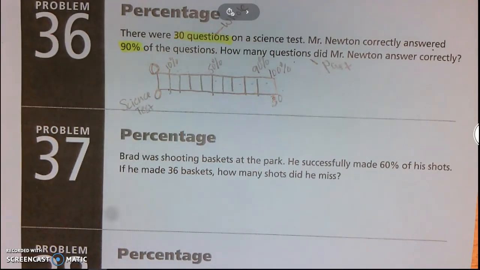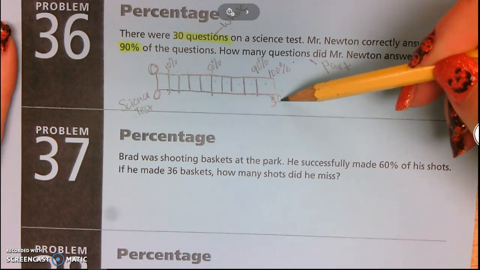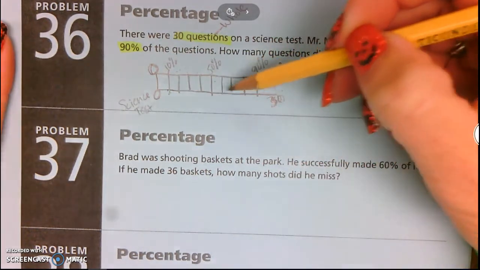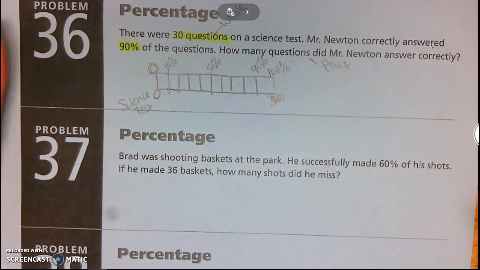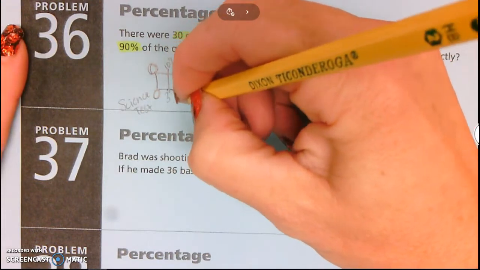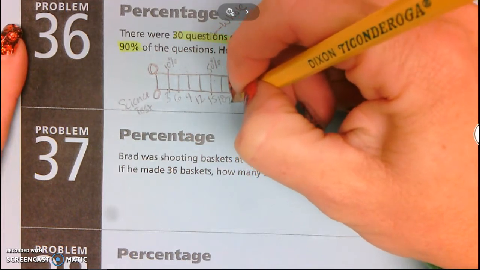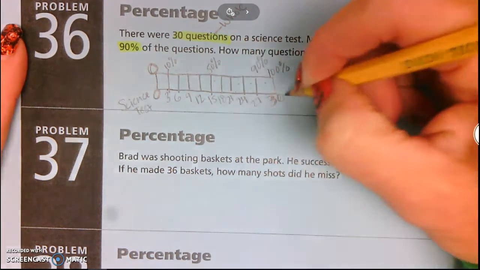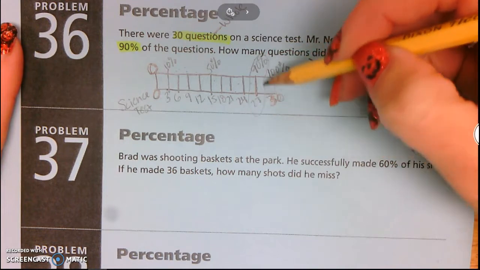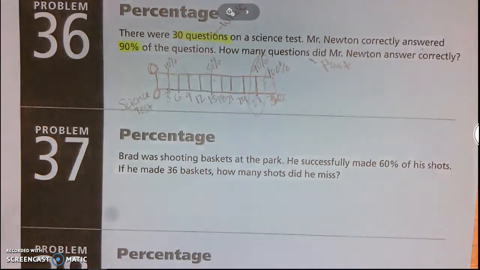Well, now that I know how many pieces I have, I need to take my total test questions and break them into 10 pieces. So if I had 30 questions, how many questions would be in each piece that would get me up to 30? 30 divided into 10 is 3. So down here, this would go 0, 3, 6, 9, 12, 15, 18, 21, 24, 27, 30. And so now that I need 90%, 90% matches up right here. So that tells me how many questions did he answer correctly?